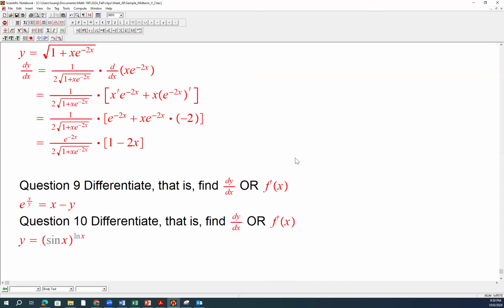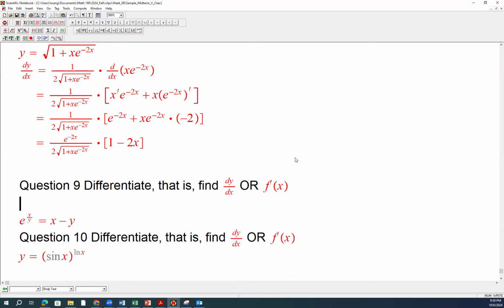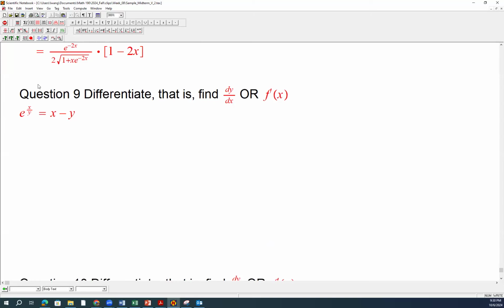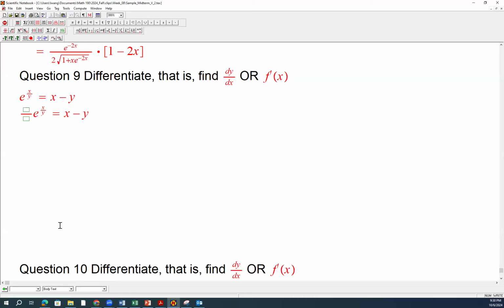Number 9. Solving for dy/dx. This is an implicit differentiation. So we're going to differentiate on both sides with respect to x.